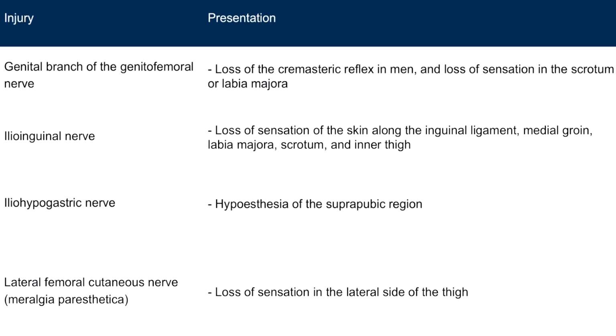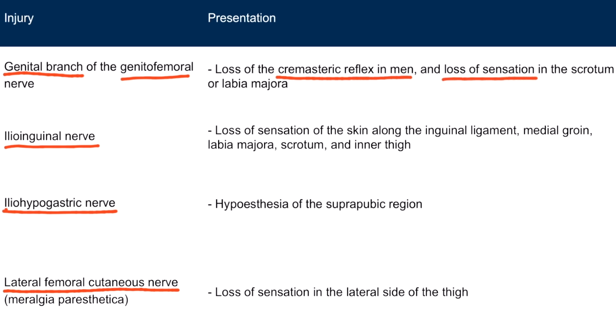During the surgical repair of the inguinal hernias, complications such as nerve injuries are common. The nerves that can be injured are genital branch of genitofemoral, ilioinguinal, iliohypogastric, and lateral femoral cutaneous. First, an injury to the genital branch of the genitofemoral nerve causes loss of cremasteric reflex in men and loss of sensation in the scrotum or labia majora. Second, an injury to the ilioinguinal nerve causes loss of sensation of the skin along the ilioinguinal ligament, medial groin, labia majora, scrotum, and inner thigh.